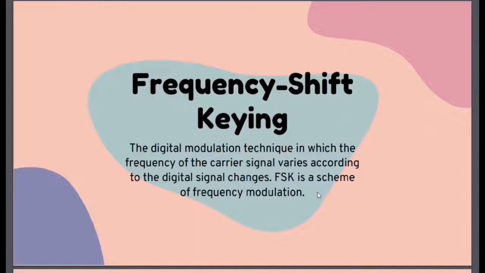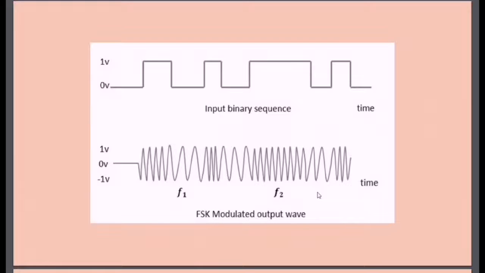Okay, next I will explain about frequency shift keying. FSK is the digital modulation technique in which the frequency of the carrier signal varies according to the digital signal changes. FSK is the same as frequency modulation. The output of the FSK modulated wave is high in frequency for a binary high input and is low in frequency for a binary low input. The binary 1s and 0s are called mark and space frequencies. The following image is the diagrammatic representation of the FSK modulated waveform along with its input.